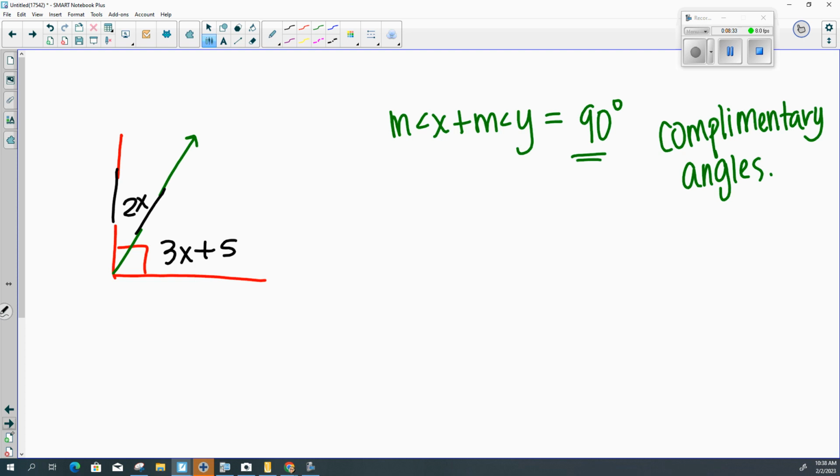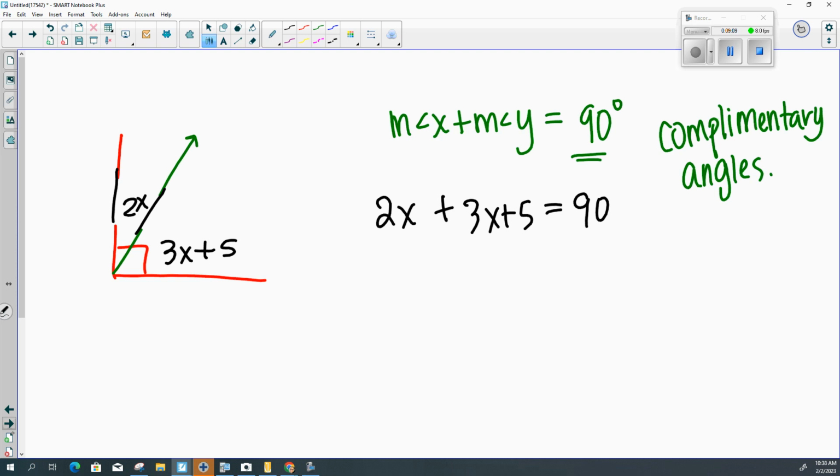So how can we use our complementary angles theorem to find x? Yes, Addie. Yeah, so we're going to call this 2x, and we're going to call this 3x plus 5. Because they are complementary angles, we know they'll equal 90 degrees. So take a second and solve that. We're just going to practice it.